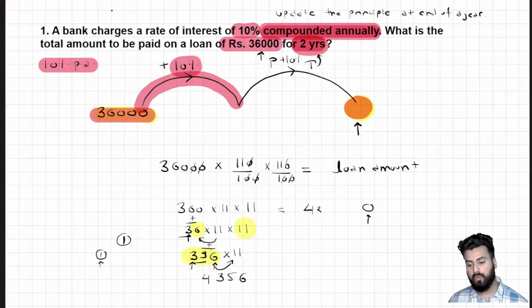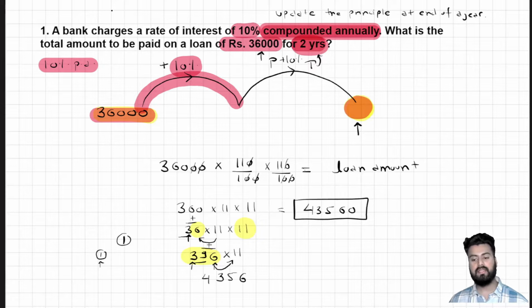So just write down 4356 here. And we have a 0 at the end. So let me write down 0. So this will be the loan amount which you have to pay back at compound interest. So I hope through this question, you were able to understand how I can solve a compound interest question very elegantly using the concept of successive percentage change.